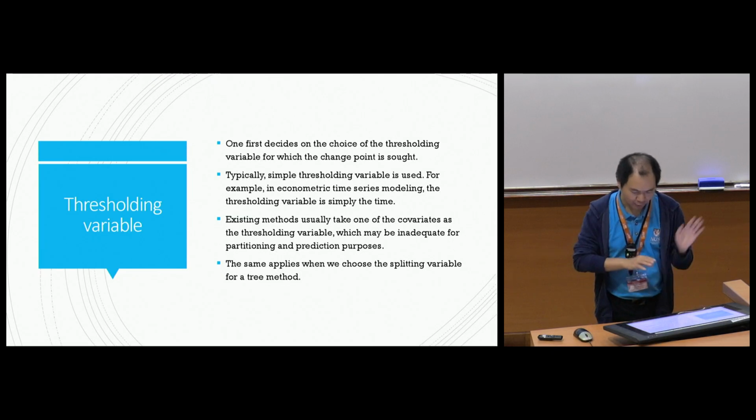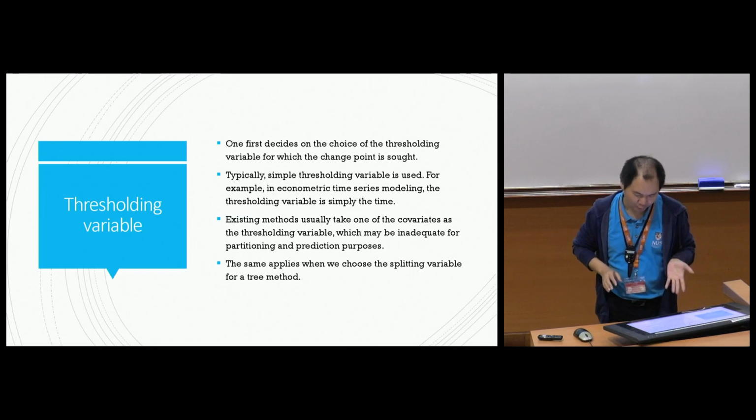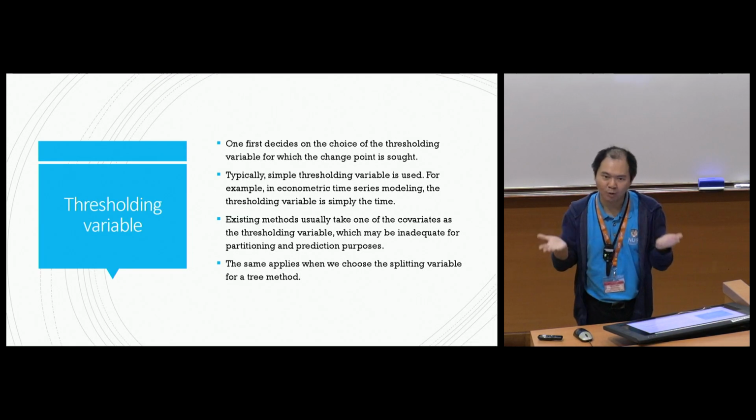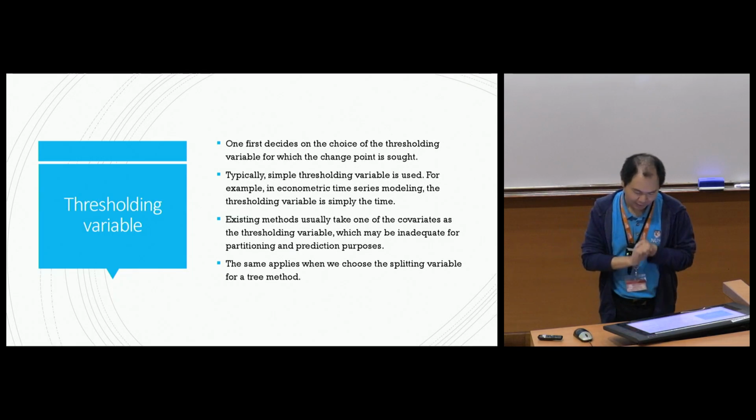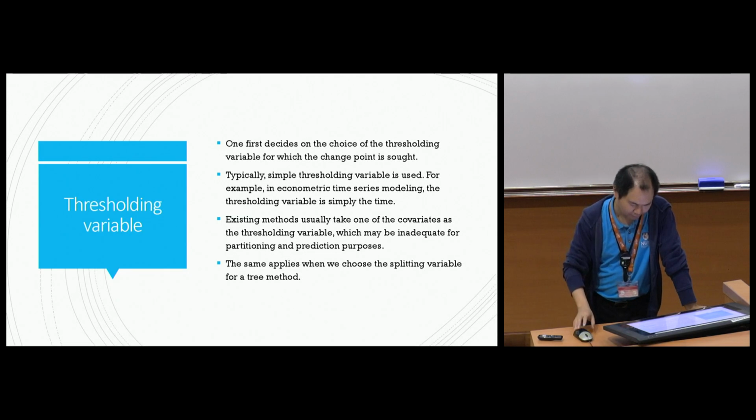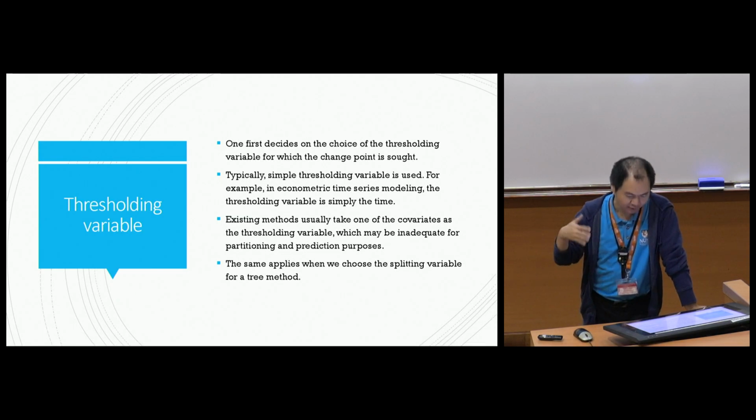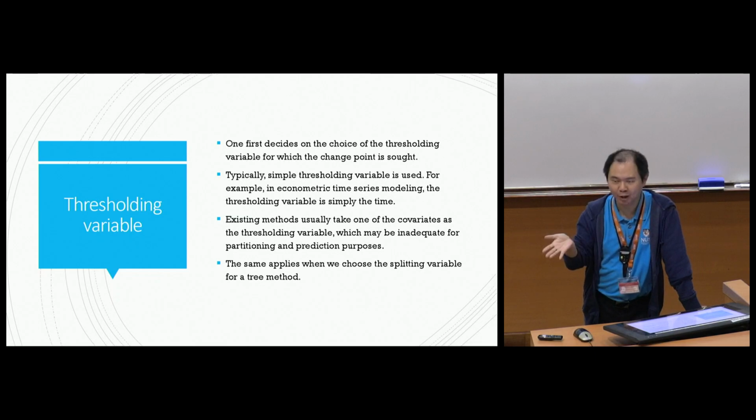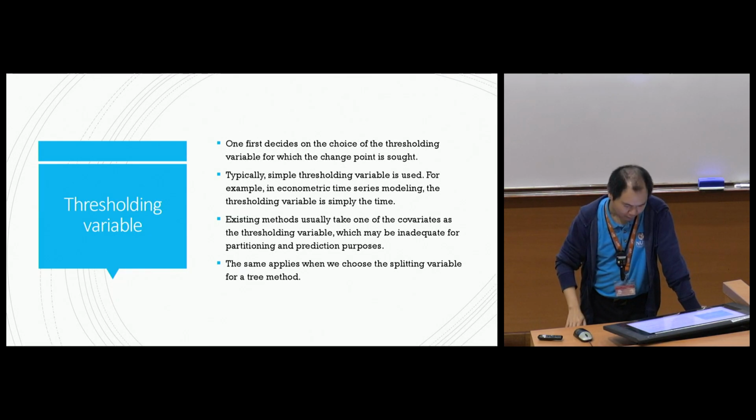So here we want to extend the earlier works so that we can incorporate more important variables into this thresholding variable. So this is kind of similar to the tree methods where you have to decide the splitting variable. So in the tree method, you also need to consider for what variable you do the splitting. Okay, there is some similarity in that sense.